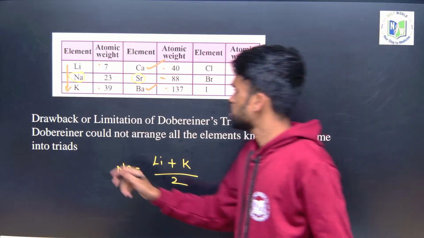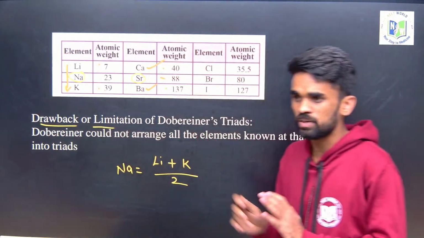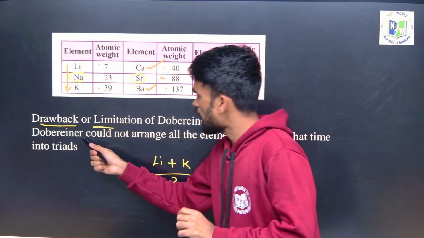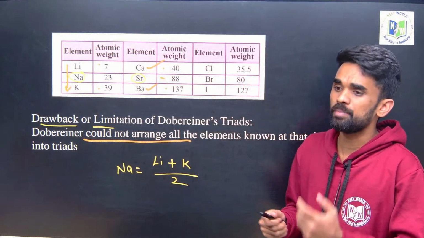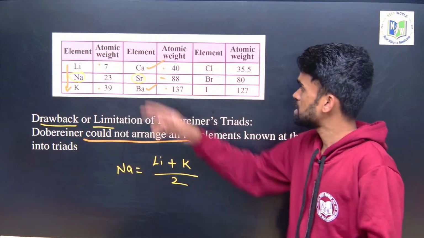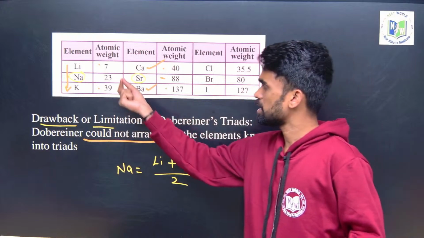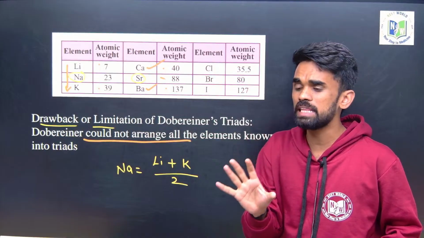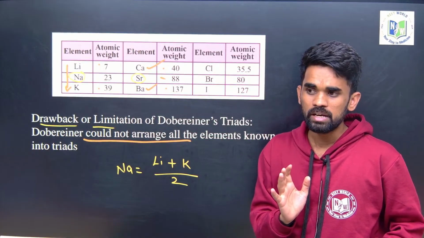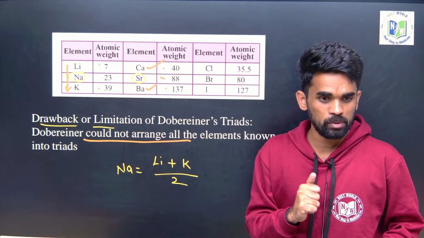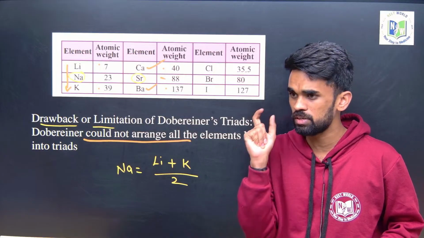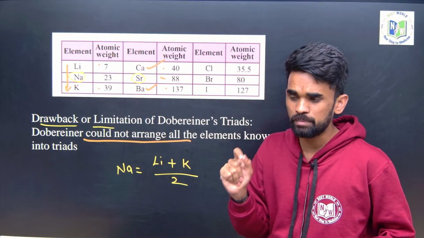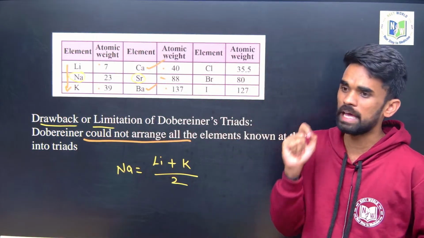There are some drawbacks or limitations to his triads. What is that? He was unable to arrange all the elements known at that time based on these triads. He gave the set of triads only for a few elements, not for all the elements known at that time. He was unable to explain why it is applicable only to some elements. Hence it failed, because it is not applicable to all the known elements at that time.